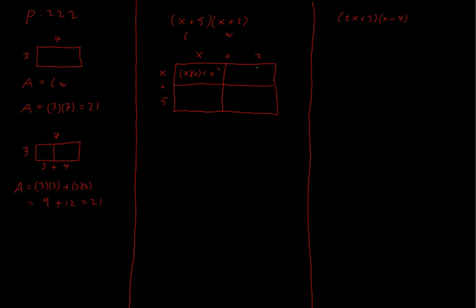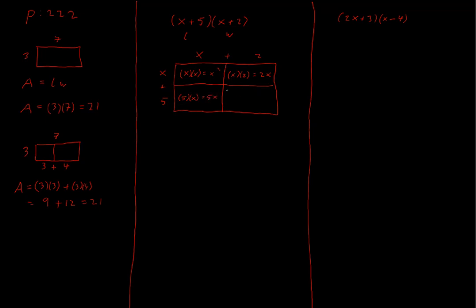Now what's going to be the area of this part? This length here is the same as this length here, it's going to be x multiplied by 2. So length multiplied by width, x multiplied by 2 gives me 2x. Here I have 5 multiplied by this length here, which must be x, because this length up here is x. So 5 multiplied by x will give me the area of this little box, and that's 5x.